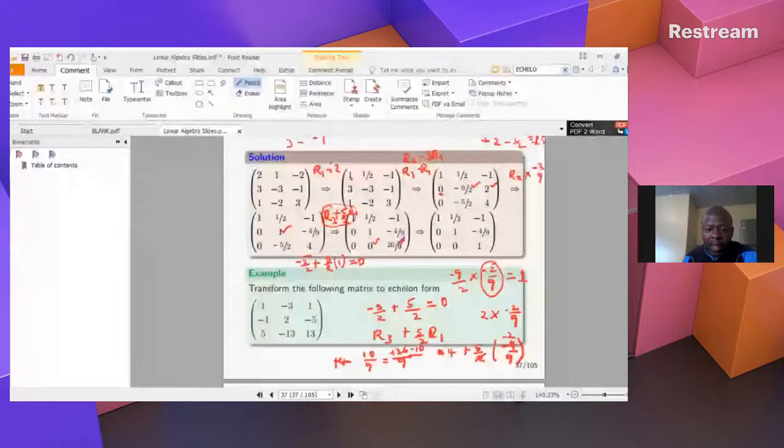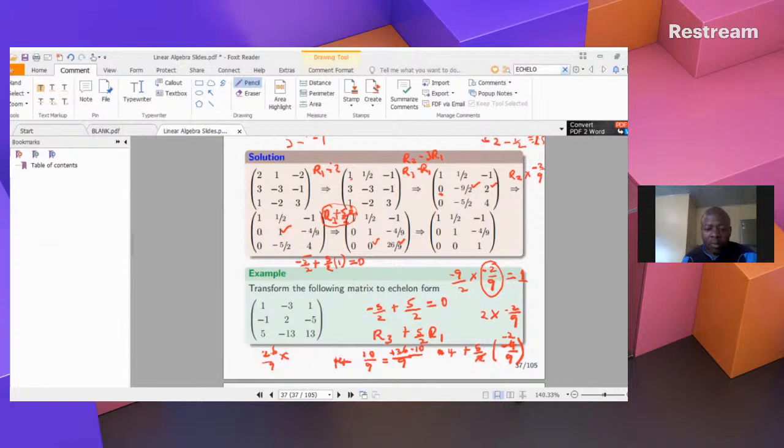Now, I have this leading entry which I've created. I may want to make this leading entry be 1, so that all my leading entries are 1s. If I want this leading entry to be 1, then I think of what to do. What I have there is 26 out of 9. So if I took this 26 out of 9 and multiplied by its reciprocal, which is 9 out of 26, I would have 1.